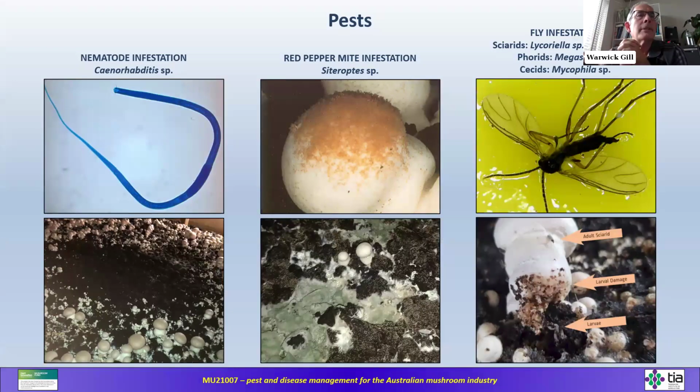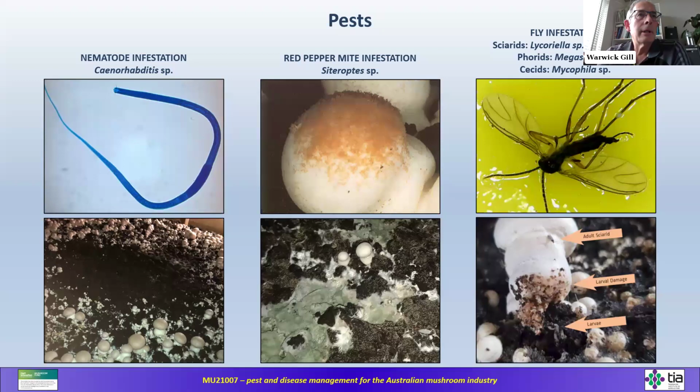Right, moving on to the pests. The common pests are nematodes, mites, and flies. The nematodes, as I said before, are either mycophagous, they eat mushroom mycelium directly, or they are saprophagous, so they live on the detritus and the soils and the bacteria and the solutions in the compost. Due to modern composting techniques, we have fewer and fewer mycophagous nematodes around.